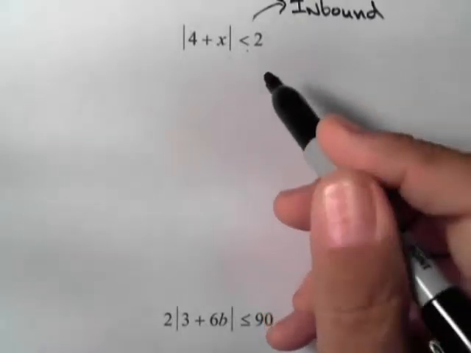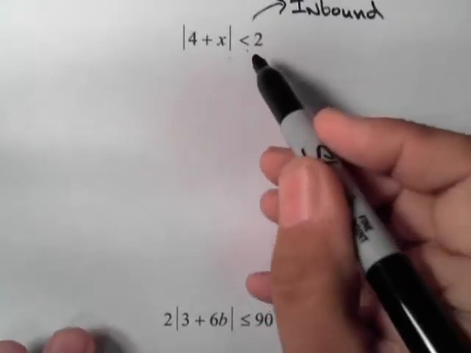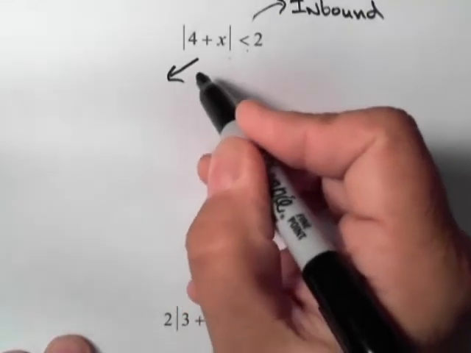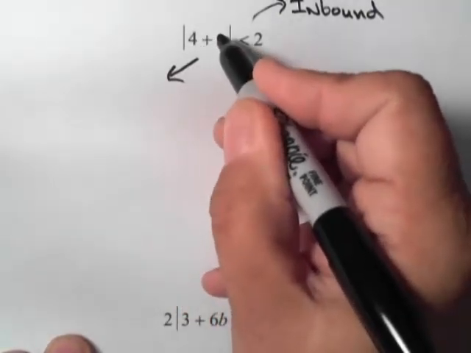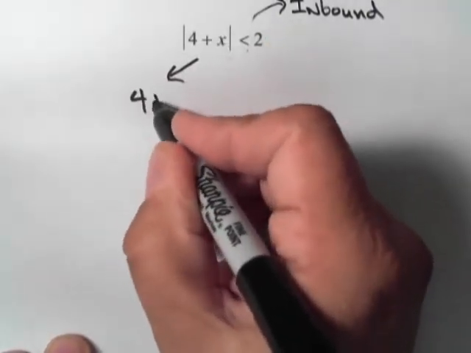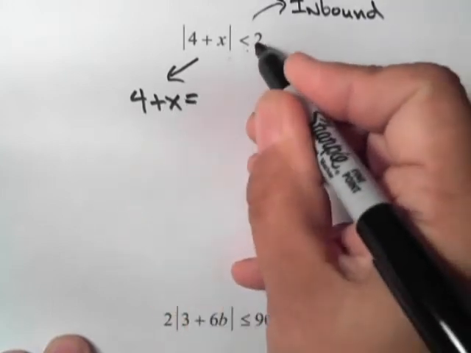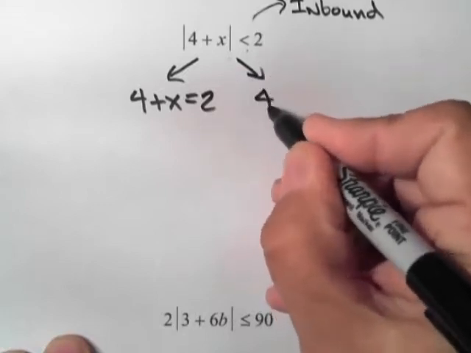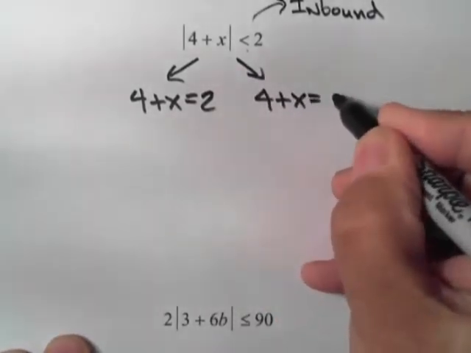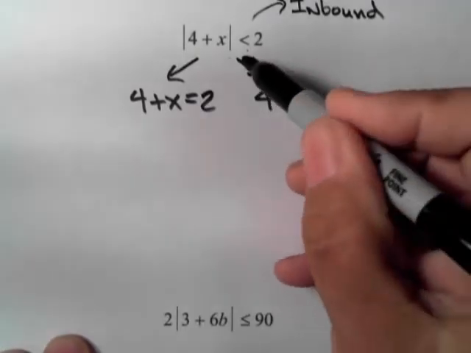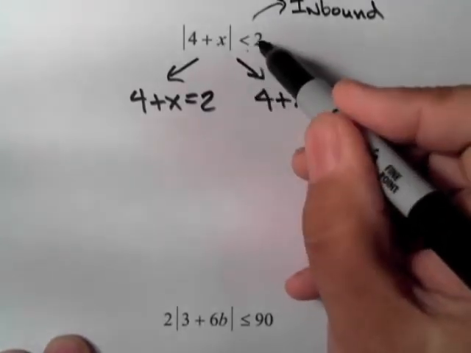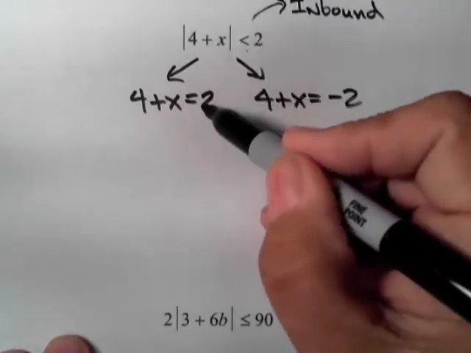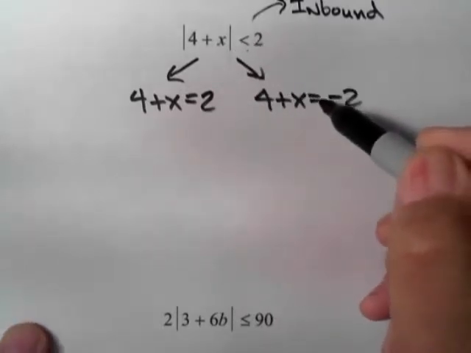Well, speaking about boundary points, that's the first thing we have to do. We'll pretend that this is an equation and come up with the two boundary points. Okay, the 4 plus x, here we go, has to equal the positive of this, here it is, and the 4 plus x has to equal the negative of the right. So remember, we're pretending this is an equation to get the boundary points, and we take what's inside here, the 4 plus x, that it equals the plus of 2 and the minus of 2.